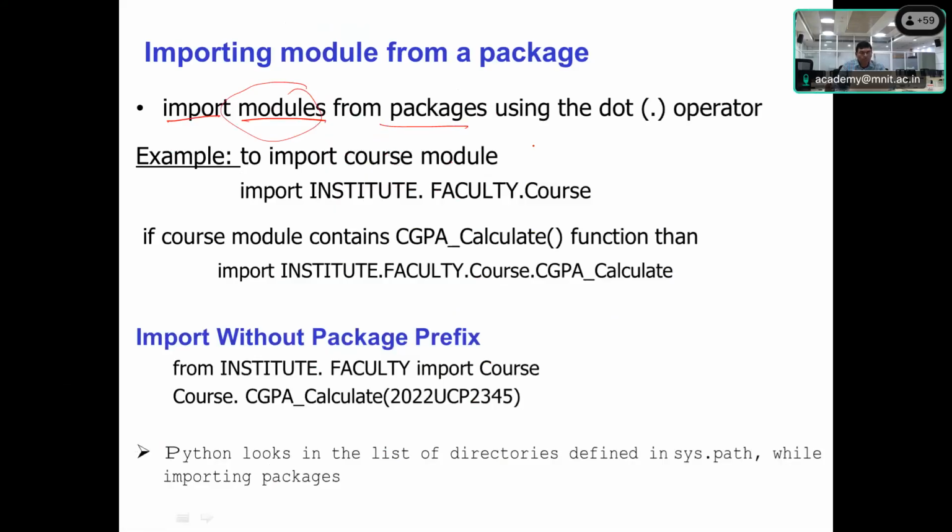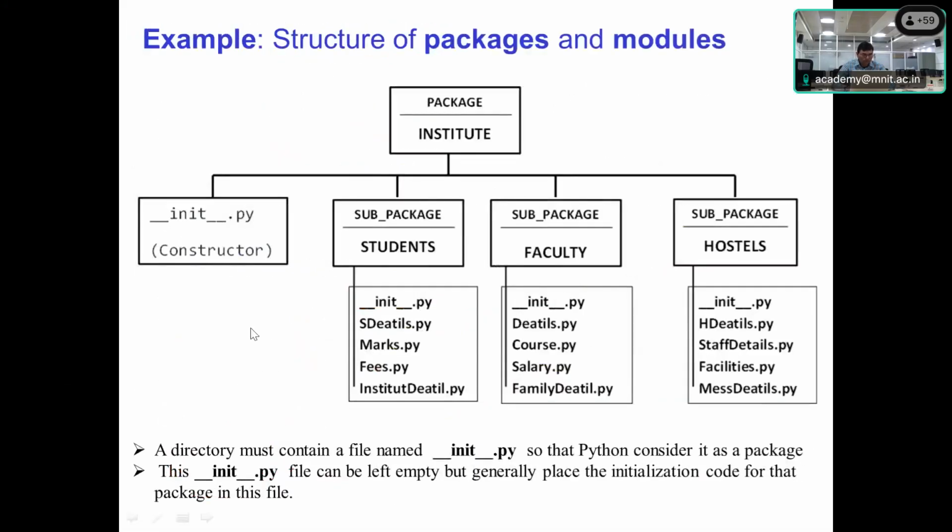import modules from package through the dot operator. How? Suppose we want to import the course module, right? We want to use the course module. Here you can see the course module is available in the faculty package, sub package. So how can I use this course.py module in my program?